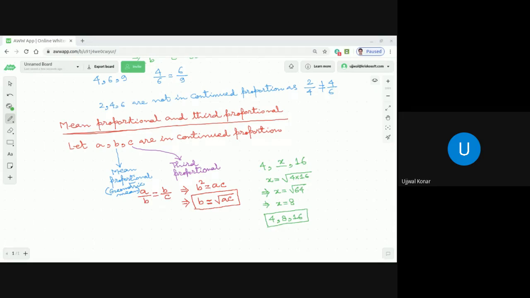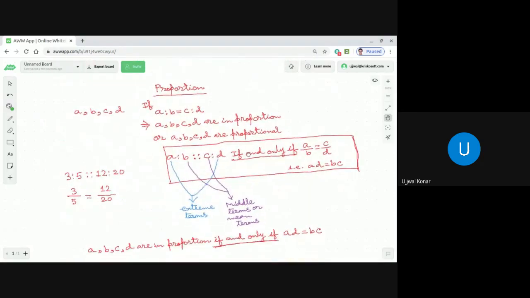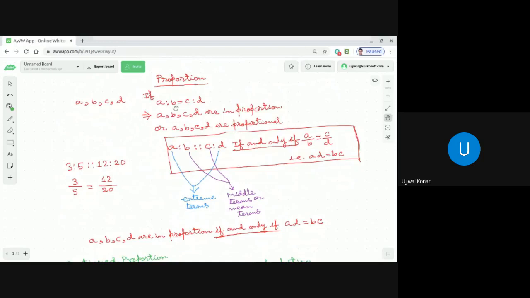Now let us solve some problems together. Let me recap quickly before we start solving problems. We discussed a few important things. First one is proportion. Four quantities A, B, C, D are said to be in proportion, or proportional, if A by B is equal to C by D. Correct, no? Or we can say AD is equal to BC.